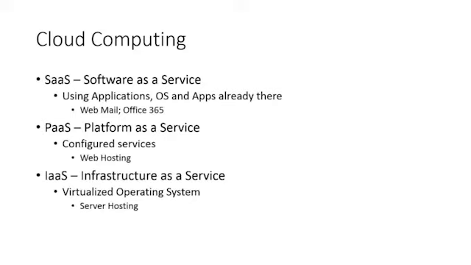Now, if you want a little more control, you could get a platform as a service. These are configured services. So now the operating system may be there and you don't have to worry about that. But if you need a particular platform, you may have to worry about that, like web hosting. Software developers use platform as a service sometimes because they'll get the server and the cloud-based services, and they'll put whatever development they need up there and use the power of the cloud to make it happen.